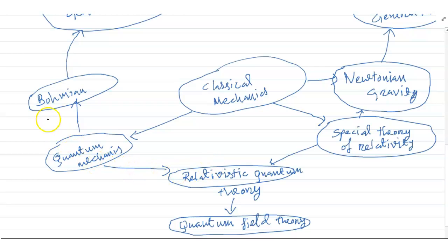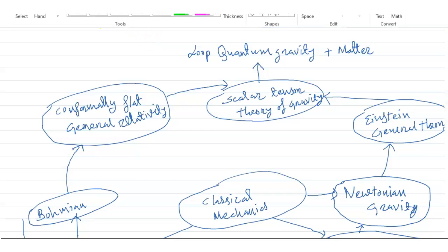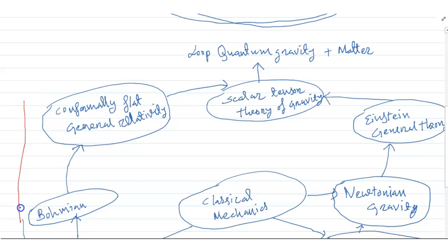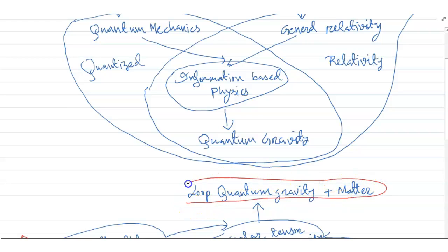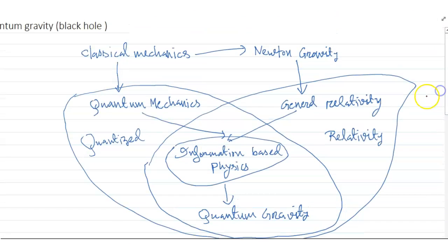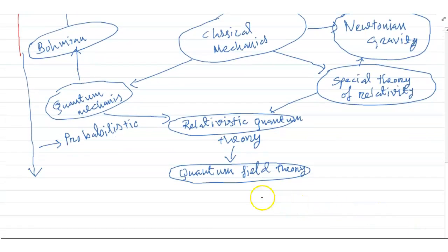So friends, you see that this portion is probabilistic, and this portion is geometric. So friends, I discussed how we get loop quantum gravity plus matter, and how we get quantum field theory.